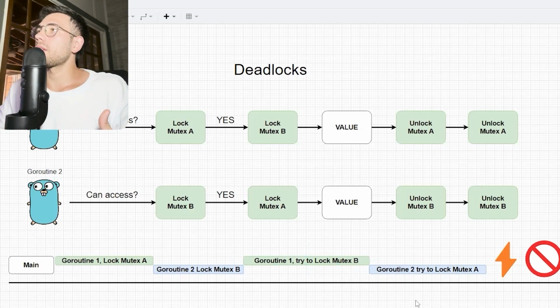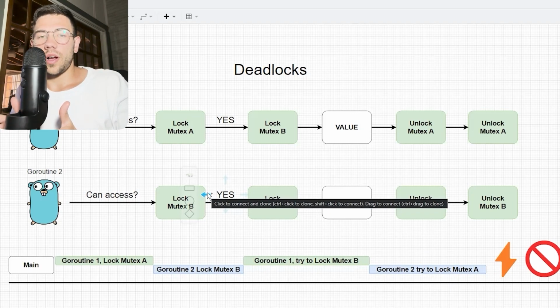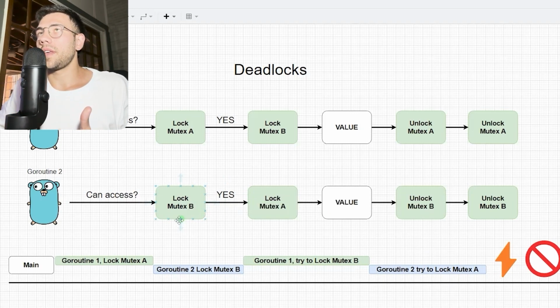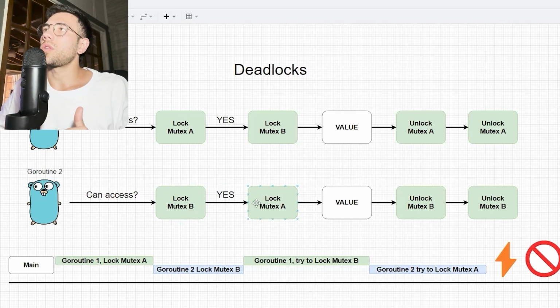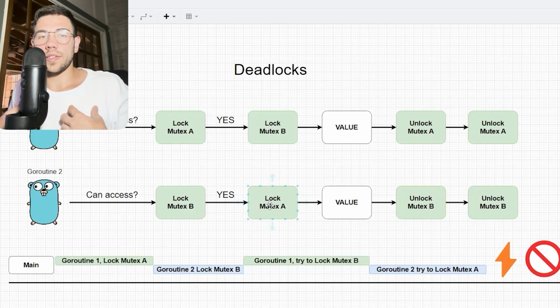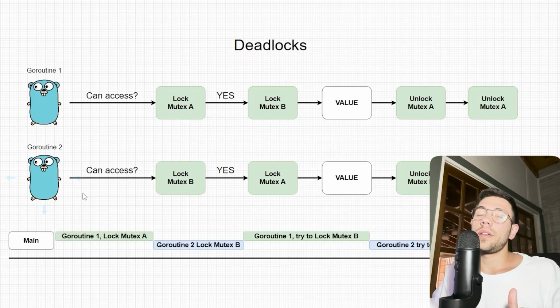But what happens? The operating system kicks Goroutine number 1 out because it's blocked and puts Goroutine number 2 to execute. When Goroutine number 2 starts to execute, it already locked the mutex B, so the only thing it has to do now is lock the mutex A. When this Goroutine tries to lock the mutex A, the operating system tells Goroutine number 2 that it has to wait, because the mutex A is already locked by Goroutine number 1. So it has to wait until Goroutine number 1 ends. But Goroutine number 1 is also waiting.